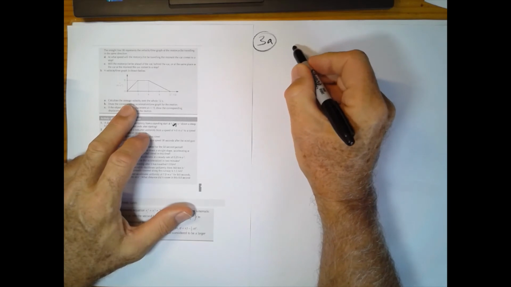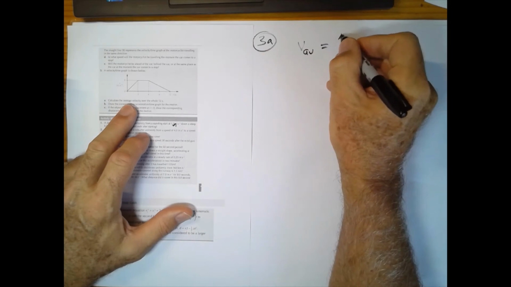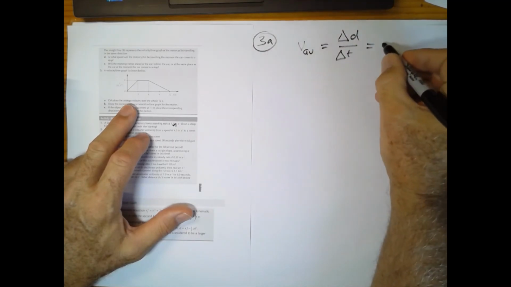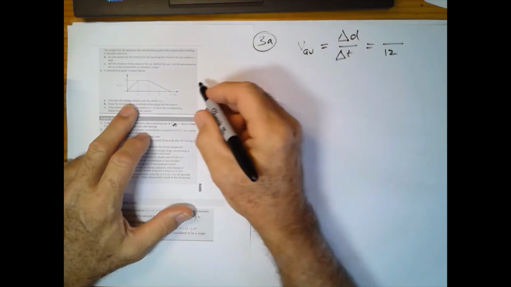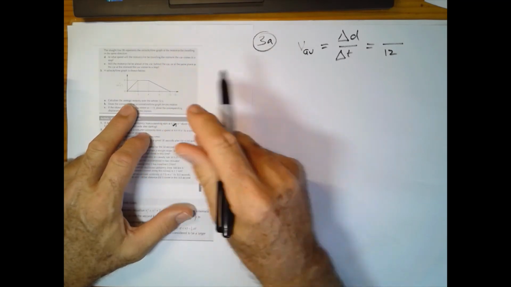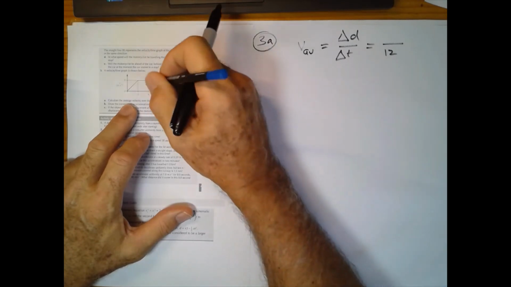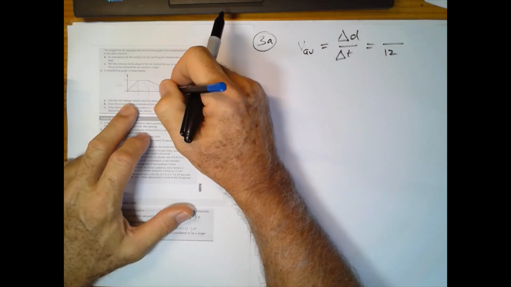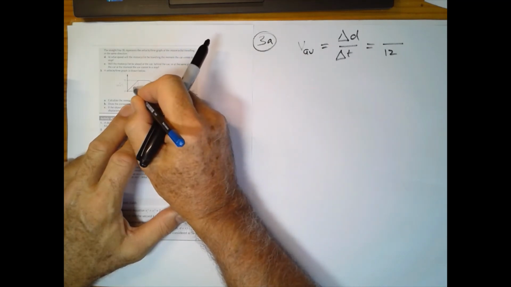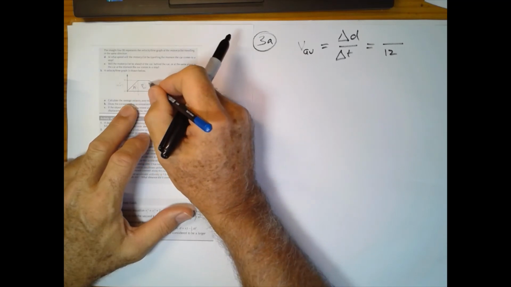That's our equation: the average velocity is equal to the displacement divided by the time taken. We know the time taken is 12 seconds. We need to find the total displacement. We can't just read it off again. This total displacement is equal to the area under the line, so we need to work out this area here. We need to divide it up into 3 sections. This first section is a triangle, the second section is a square, the third section again is a triangle.